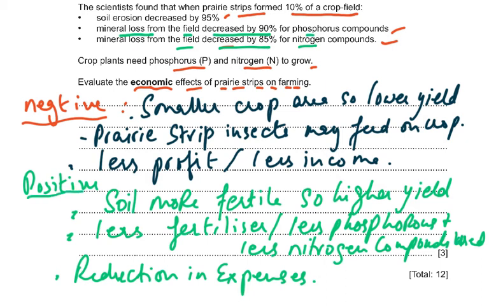So the positive factors are the soil will be more fertile, so higher yield. Less fertilizer needs to be used. We need less phosphorus and less nitrogen compounds. So if we don't have to spend money on fertilizer, this is going to reduce our expenses. So the art of paper 4 is to read the question many times to understand the question, and then of course use your biological mindset and your biological knowledge. So less money spent and more crop yield and more crops, so more money.